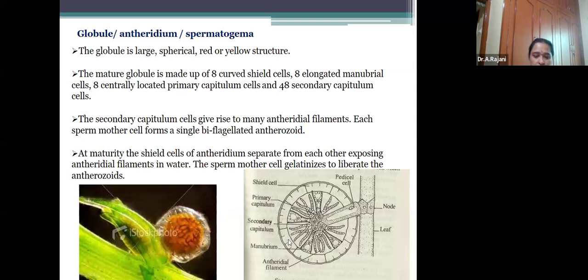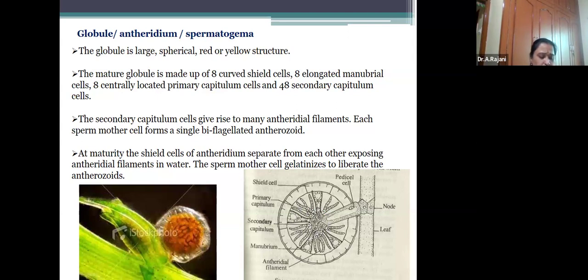The manubrial cells terminate with primary capitular cells. After the manubrial cells, you can observe the primary capitulum. This is the primary capitulum, and this one also, and this one also. The primary capitulum cell cuts off 6 secondary capitular cells. You can observe the secondary capitulum cells also present here.